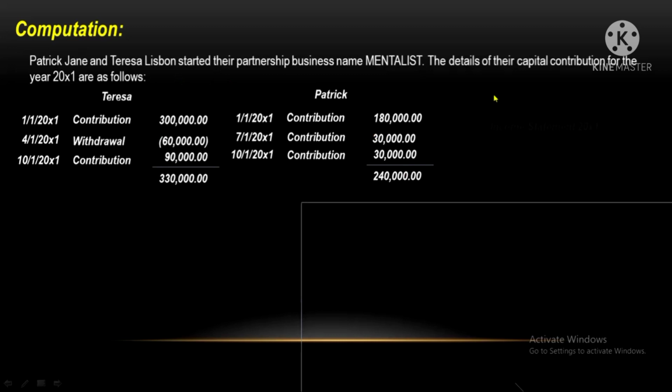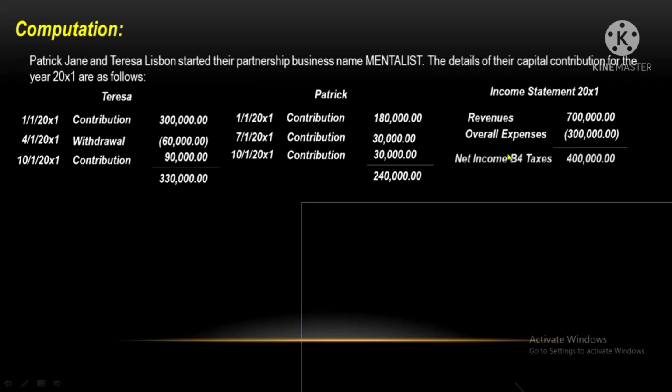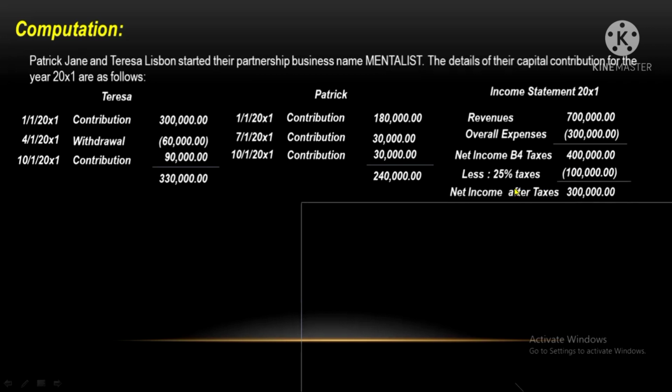The Mentalist partnership started its first year of operations and it resulted in the following. They had revenues of 700,000 with overall expenses of 300,000. So the net income before taxes is 400,000. In this problem, the tax rate is given at 25%. So we have taxes of 100,000. That's 400,000 times 25%. So 400,000 minus the taxes of 100,000, the net income after taxes is 300,000. Now, this amount should be divided by Teresa and Patrick.